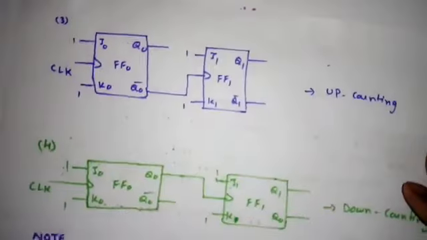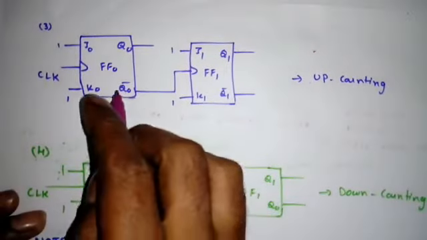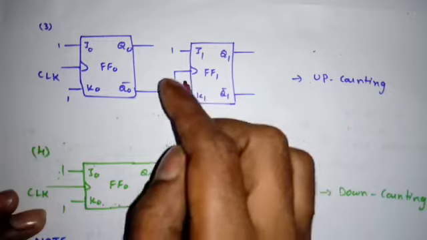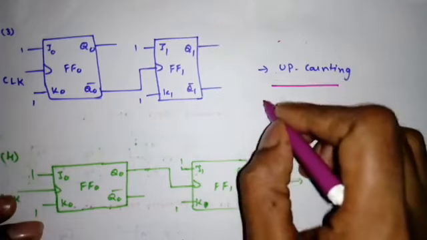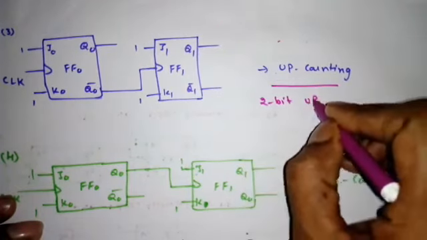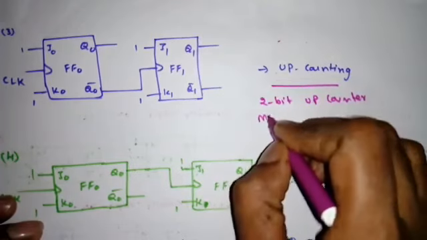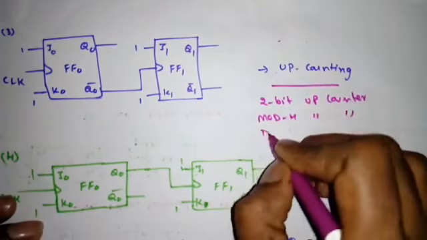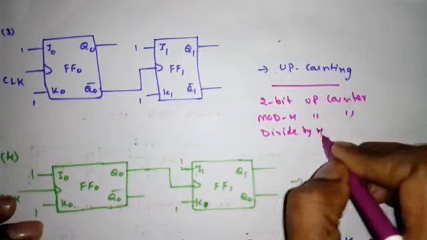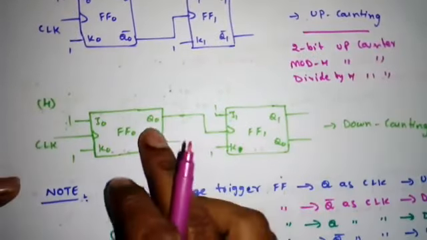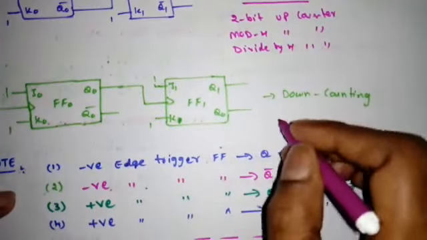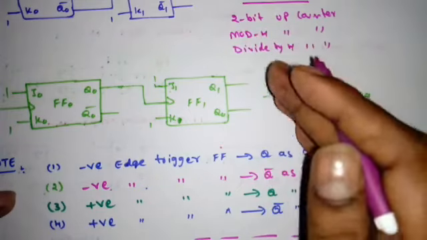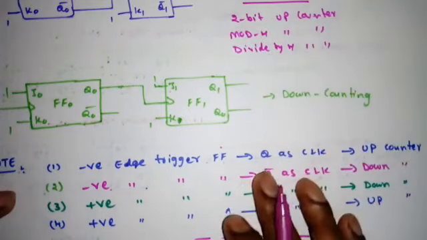Right? And also we have seen 2 more circuits, that is positive edge triggered. When Q0 bar of the first flip-flop is driving the next flip-flop clock and both flip-flops are positive edge triggered, then it will do up counting. So again it is a 2-bit up counter or mod 4 up counter or divide by 4 up counter. And if the first flip-flop Q0 is driving the next flip-flop and it is positive edge triggered, it will do down counting. Again we can say 2-bit down counter, mod 4 down counter or divide by 4 down counter.